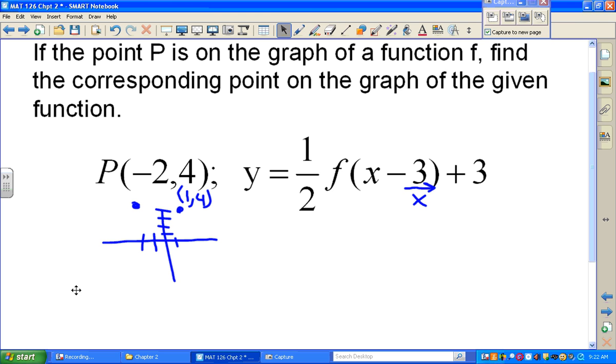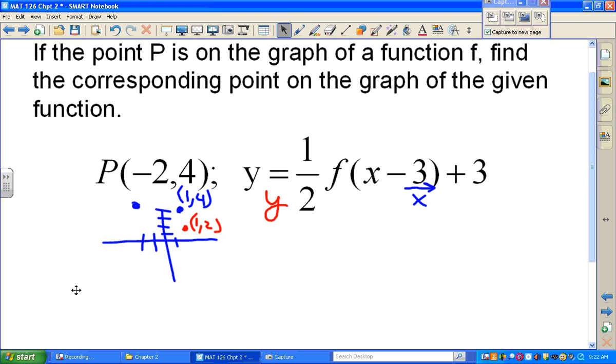Now, like we said earlier, what comes first? Multiplying by a half or adding 3 in the order of operations? Multiplying by a half, you're going to multiply the y coordinates. Anything outside the function is going to affect y. Okay? So I'm going to multiply by a half. I end up at 1, 2.